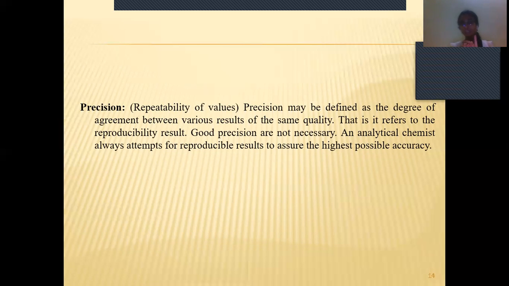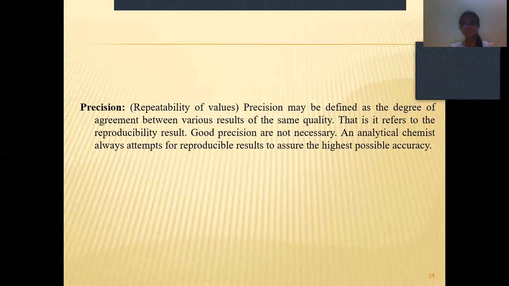So the remaining second and third times, he should also get the same points. That is precision, meaning how many times he is performing the experiments, all the times he should get the same value. Precision may be defined as the degree of agreement between various results for the same quantity. It refers to the reproducibility of results.